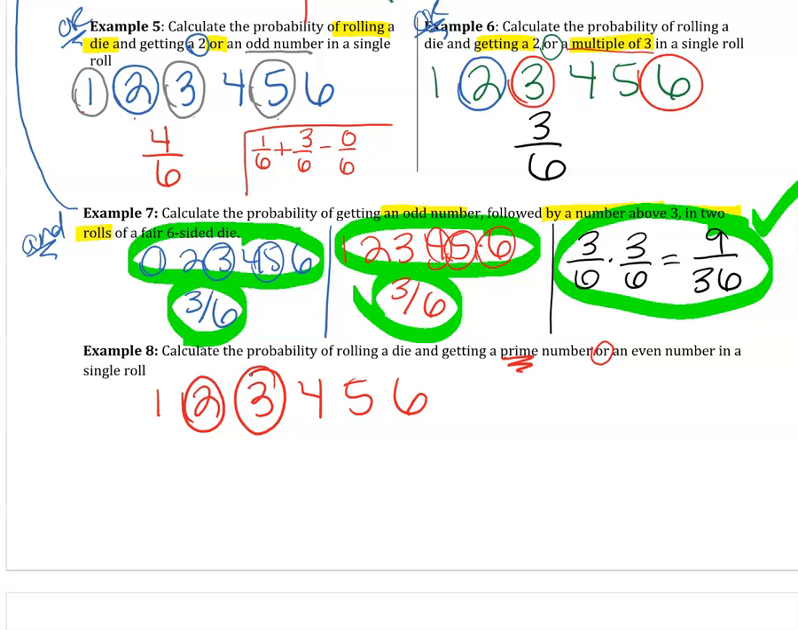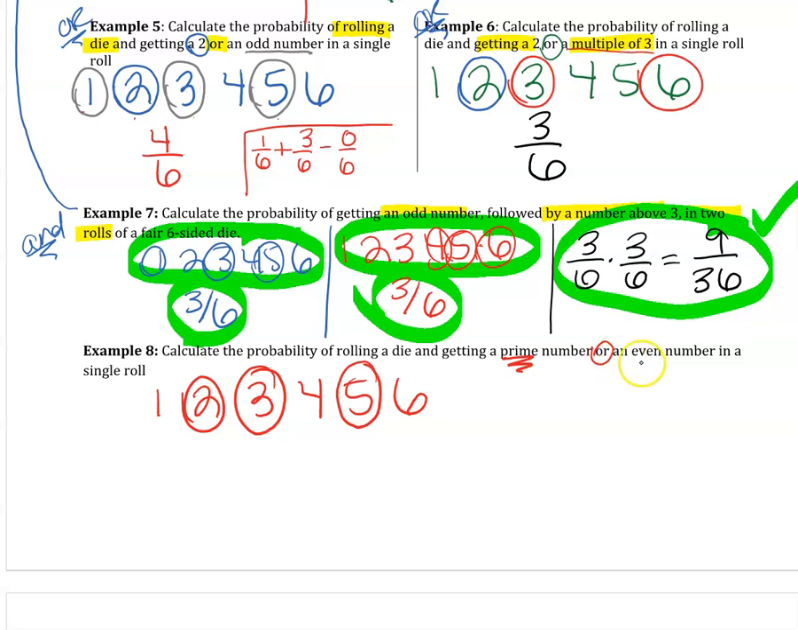4 is not prime because I can come up with 4 by doing 1 times 4 and 2 times 2. So it's not prime. But 5 is, and 6 is not because 6 is 1 times 6 and 2 times 3. Now again, by definition, 1 is just not a prime number. That's just how we decide.